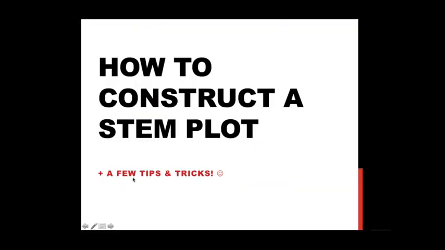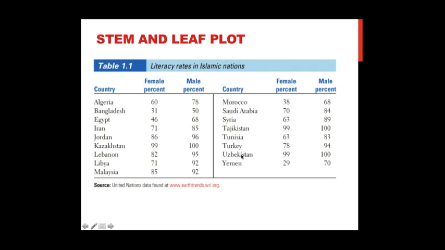How to construct a stem plot, plus a few tips and tricks. The first thing that you need to be able to do in order to construct a stem and leaf plot is to identify the leaf portion of your data and the stem portion of your data. Now, the leaf portion of your data is always going to be the smallest place value. Now, in this case, my smallest place value of all these numbers is going to be the ones place.